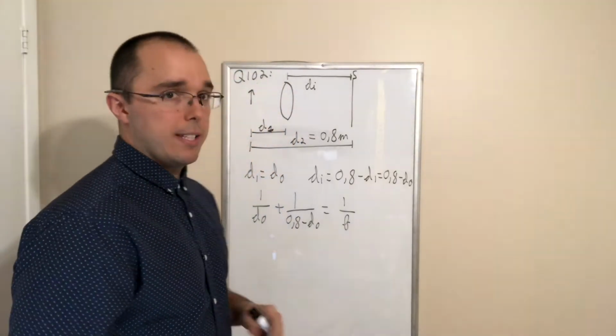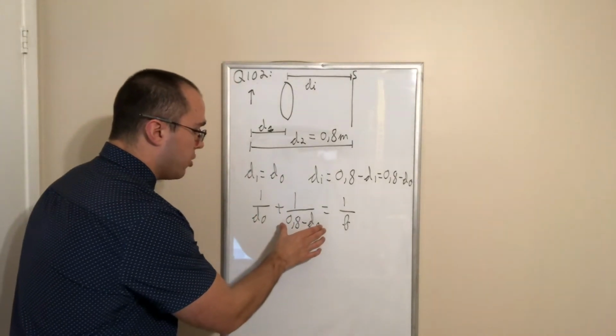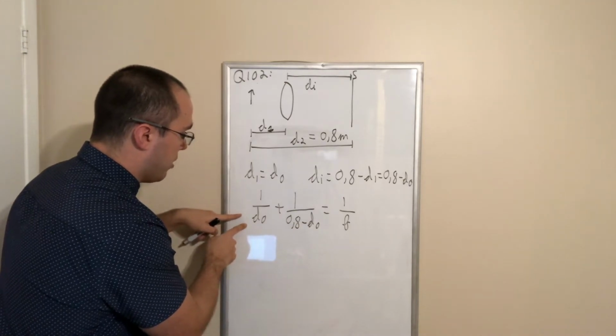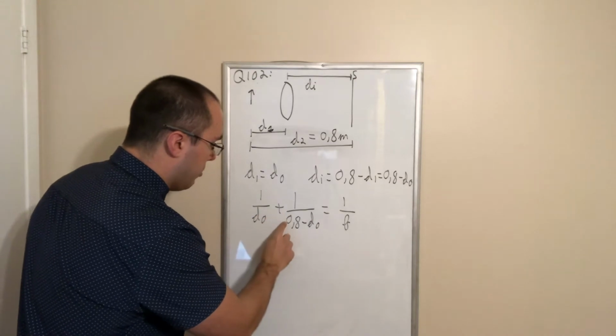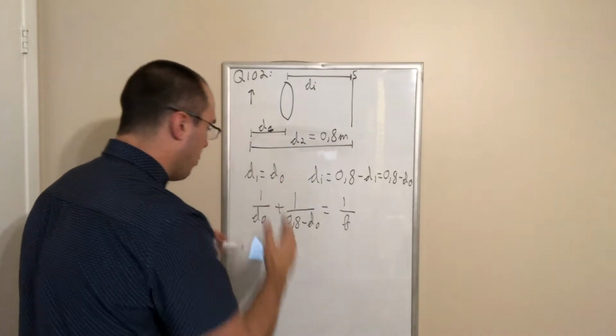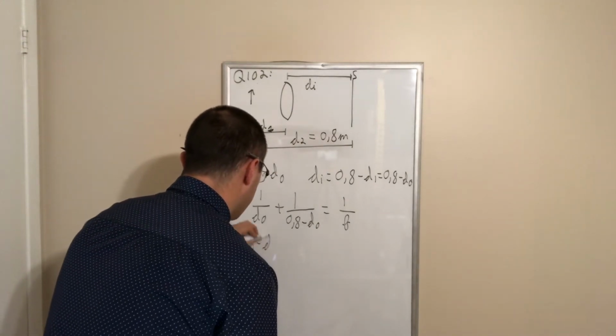Here we have to do an algebra trick. Basically, we take the denominator over here and multiply it by the numerator and denominator over here, and take the denominator on that side and multiply it by the denominator over here and the numerator on that side. Let's see what it looks like. So 0.8 minus do.